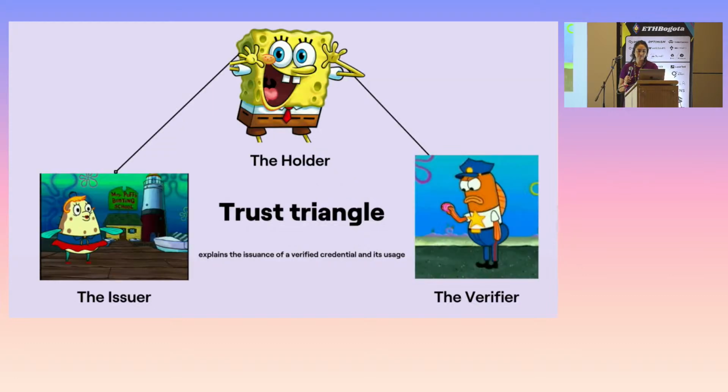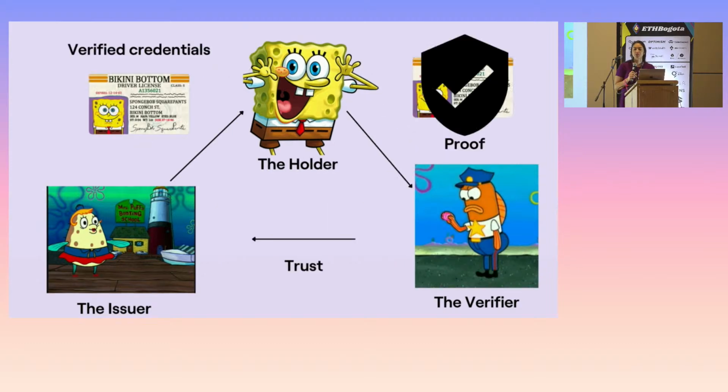So going back to my SpongeBob references, a big idea in SSI is this trust triangle. We have an issuer, a holder, and a verifier. In the SpongeBob situation, the issuer is Mrs. Puff, who has a boating school and gives out a driver's license. The holder is SpongeBob, who is getting that license. And the verifier is a police officer. This kind of explains the issuance of a verified credential and also its usage. The verified credential in this case is the driver's license, and Mrs. Puff issues it to SpongeBob.